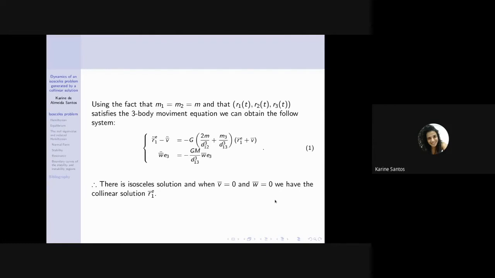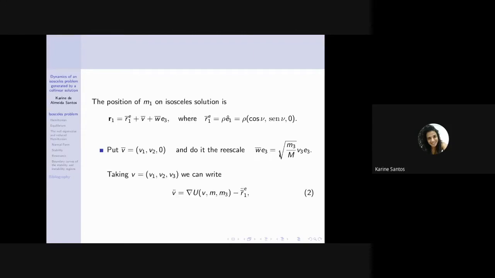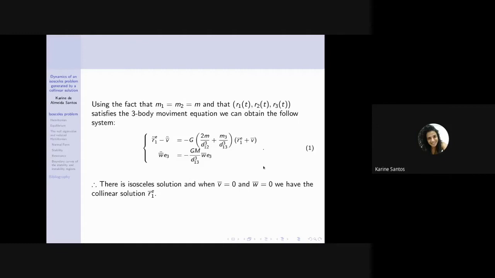So, to study the dynamics of this problem, we need to obtain the equation, and we can observe the movement of the mass m1, because of the symmetry of the problem. Its position is given in this form, where this term realizes the elliptical movement, and we need to look at this part of the position. Because overline V is on the plane, we can denote it in this form, and we rescale the orthogonal vector, so we can write this equation in this form.